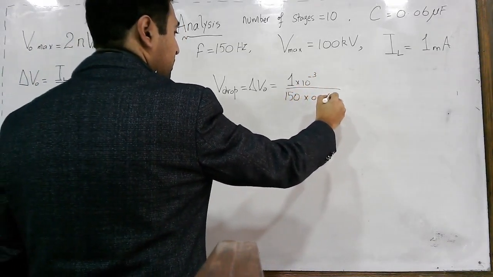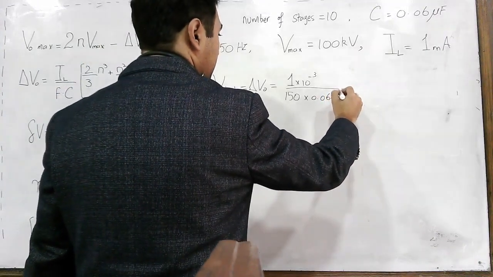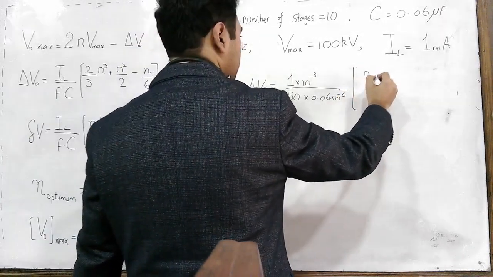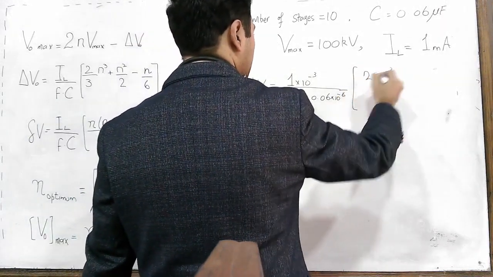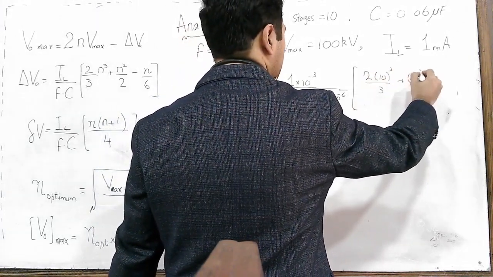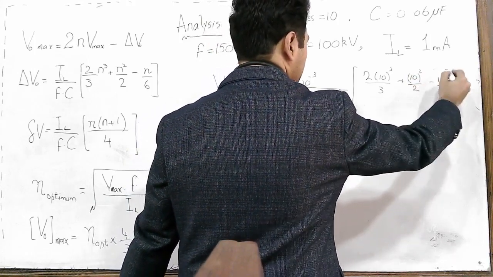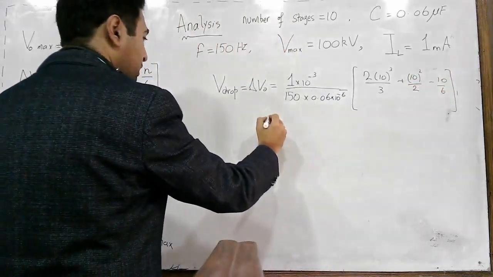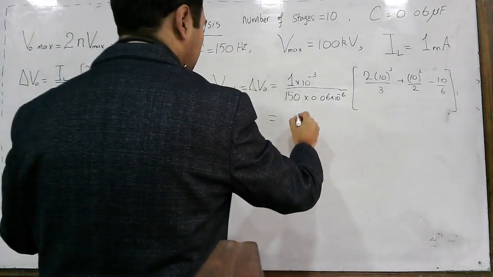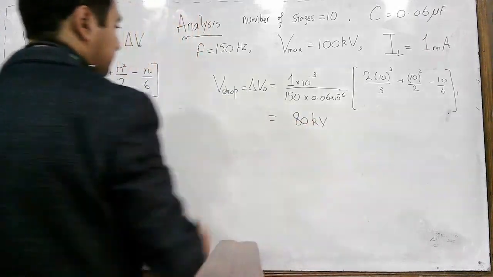The capacitances of 0.06 microfarads are connected, and we have 10 stages, so 2 into 10 cube divided by 3 plus 10 square by 2 minus 10 by 6. So this voltage drop comes out to be 80 kilovolts.